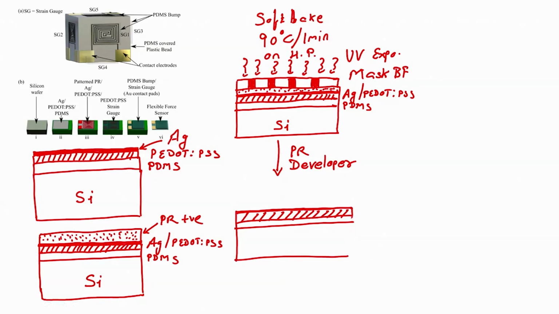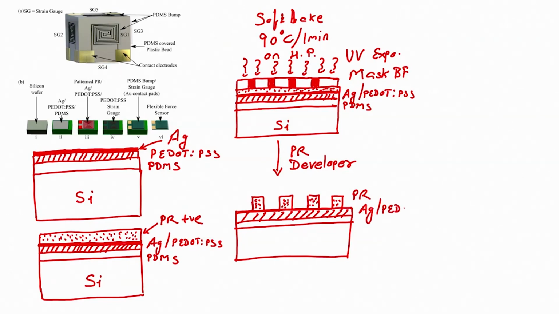photoresist, right. So, what happens to the photoresist? The photoresist will get developed in this particular fashion, right. Why? Why will it develop in this particular fashion?